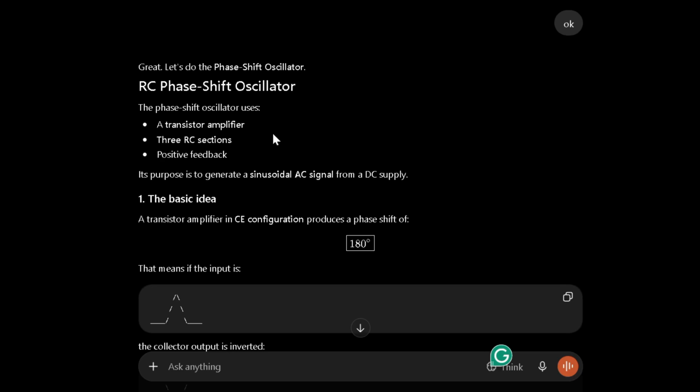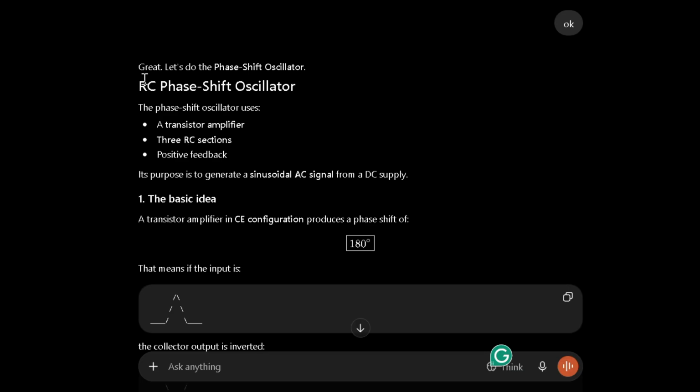The phase shift oscillator, the RC phase shift oscillator. The phase shift oscillator uses a transistor amplifier, three RC sections, and positive feedback. Its purpose is to generate a sinusoidal AC signal from a DC supply. So the main purpose of this oscillator is to generate a sinusoidal AC signal from a DC power source.